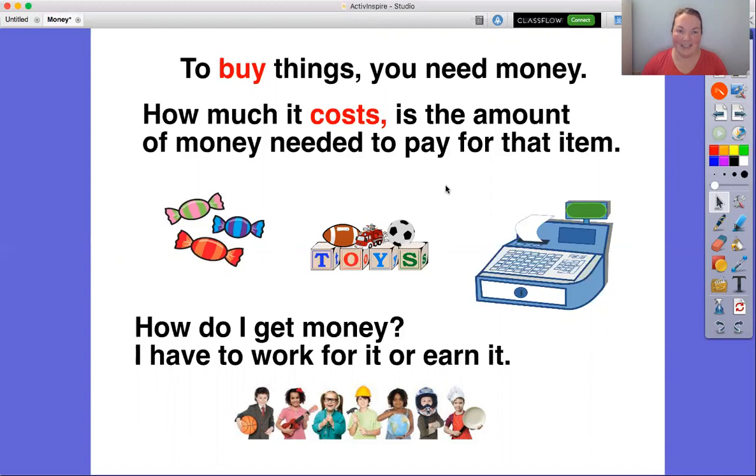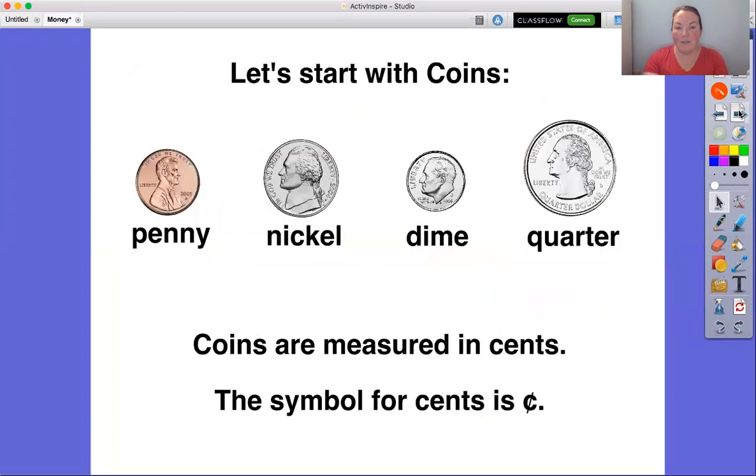And you guys are used to this because in class, we work for pennies and nickels, and that lets us go earn our rewards or trips to the candy store to buy things that we want, right? So we have to work for money, and we have to know how much money we have to know what we can buy. So to help us with that, we're going to start by learning about coins. There are 4 different coins that we're going to talk about. We're going to talk about penny, nickel, dime, and quarter.